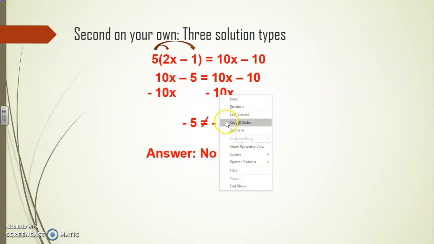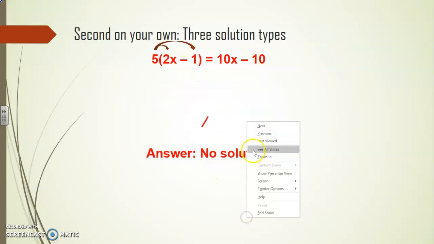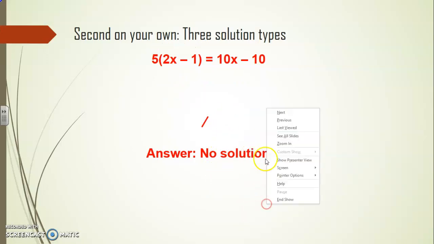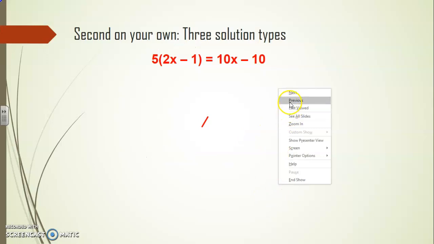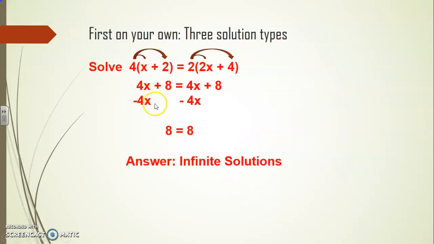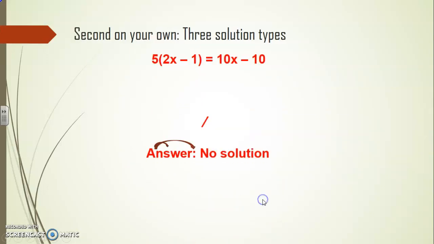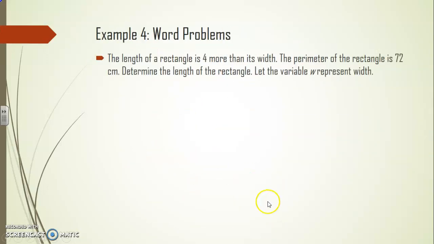Versus your previous example where you have infinite solutions, same coefficients, same constants. If you're adding or subtracting the same number to the same number, then it's always going to work out. Okay? And then everybody's favorite, word problems.